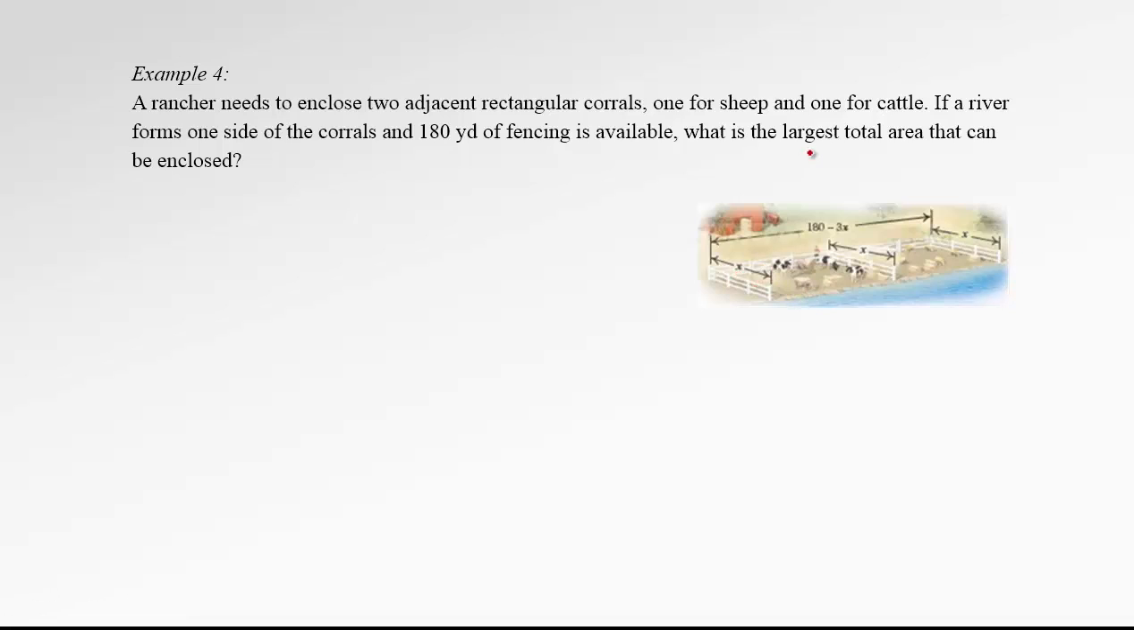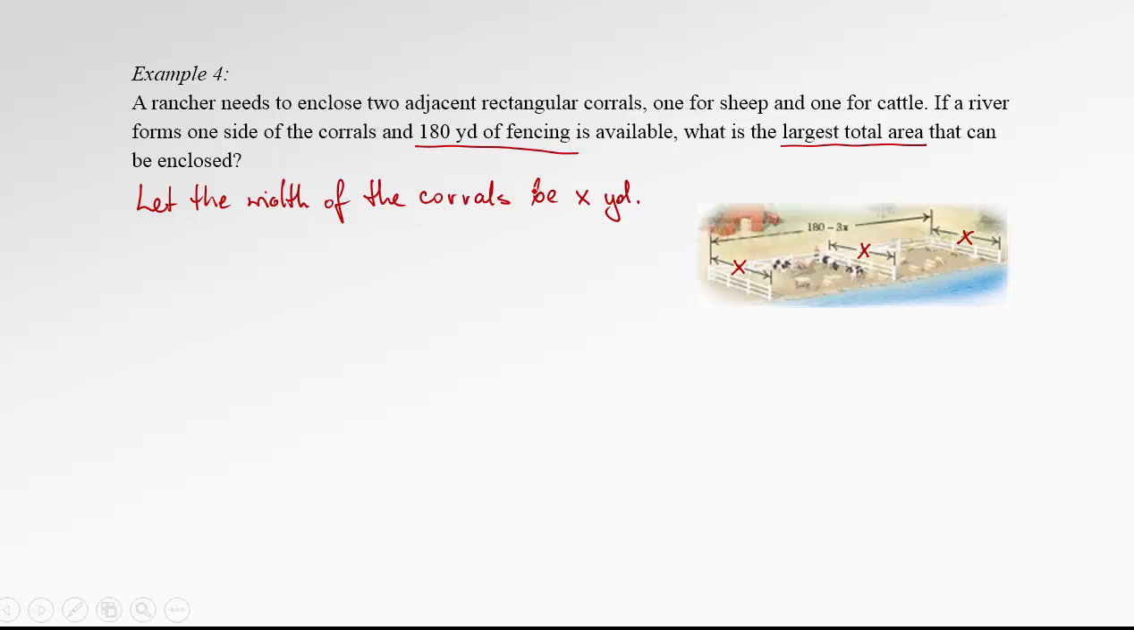So, what are we after? Well, we want the largest total area that can be enclosed. The area of a rectangle is its width times length. So let the width of the corrals be x yards. This will be x, therefore this is x and this is x. Since we know that the total available fencing is 180 yards, we can figure out an expression for the length of those two corrals in terms of x.